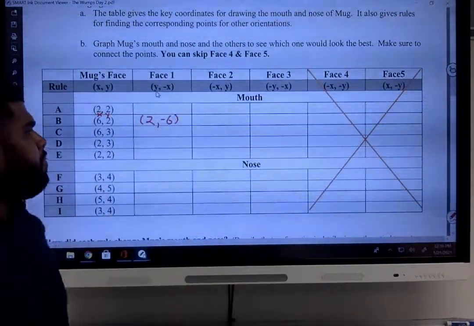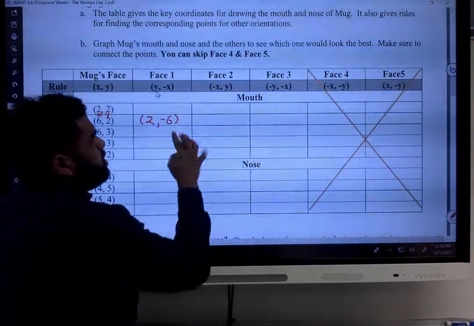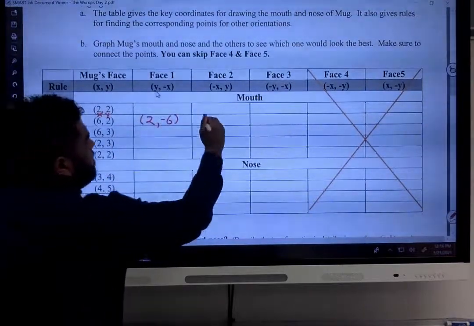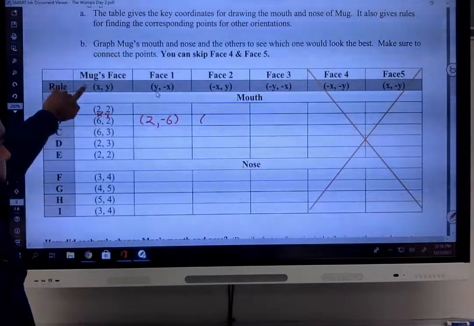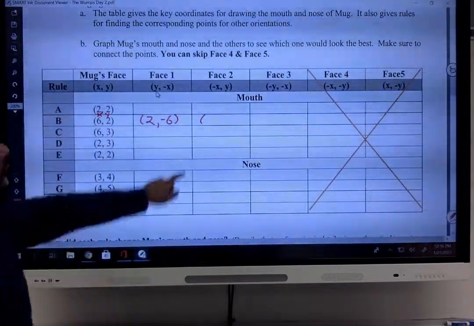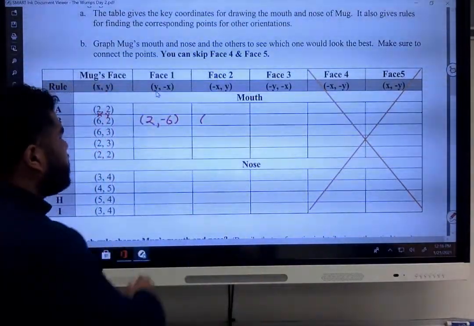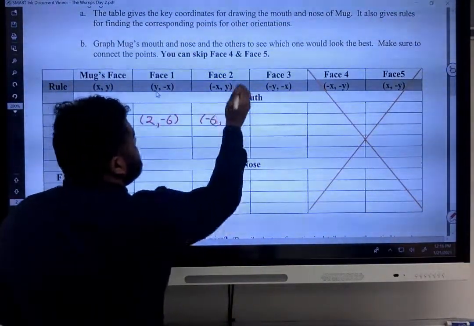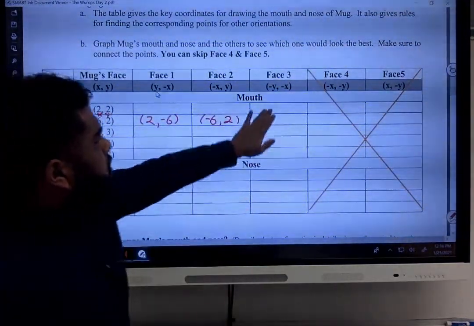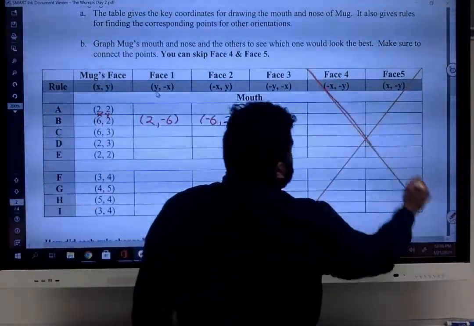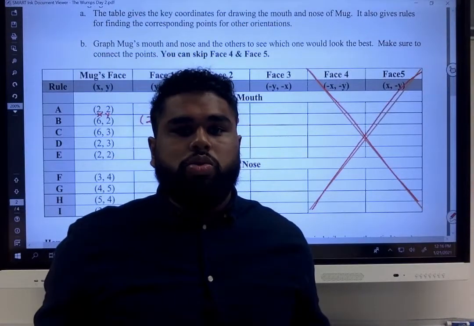Okay, then what about over here? Well, over here, all it tells me to do is keep it as x and y, but your x will change signs. So x is 6, since it starts out as a positive 6 on Mug's face. It's a positive 6 and a positive 2. This is telling me to flip its sign. If it's a positive, it will flip into a negative. So this is a negative 6, and the 2 will stay the same. And then over here, you don't have to worry about this one. That's why it's crossed out. If anything's crossed out, guys, you don't have to do it.